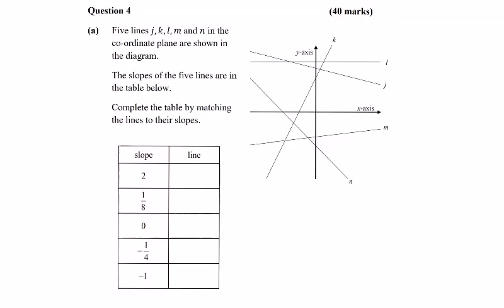So, coordinate geometry question. We're given this diagram with 5 lines on it. One of them jumps out straight away. This line here has a slope of 0. You should all see that straight away. So L is this one.